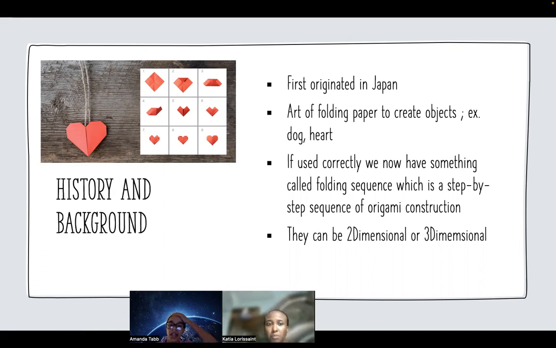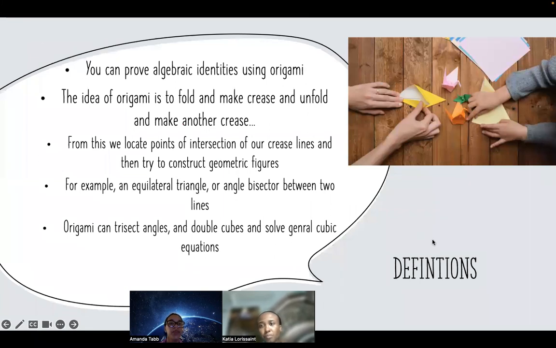There have been amazing constructions of origami, big ones, small ones. If used correctly, we now have something called a folding sequence, which is a step-by-step sequence of origami construction. They can be two-dimensional or three-dimensional. You can prove algebraic identities using origami.